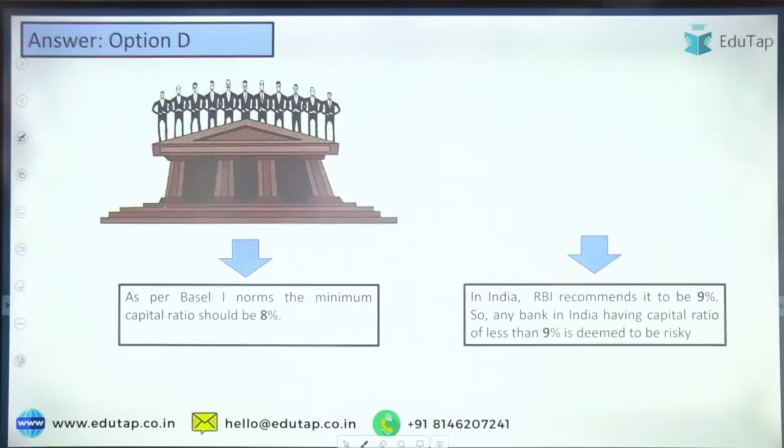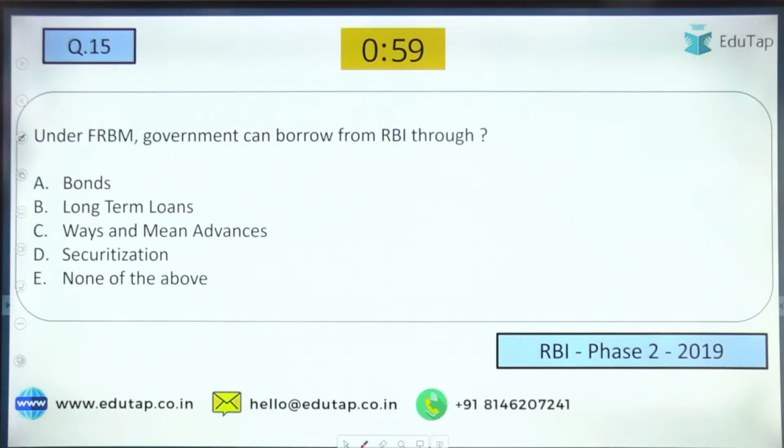आगे चलते हैं, क्वेश्चन नंबर 15 को देखते हैं. Fine. Under FRBM Act, government can borrow from RBI through which of the following sources? Tell me. Bonds, long-term loans, ways and means advances, securitization, or none of the above? So tell me regarding question number 14. Sorry, question number 15.